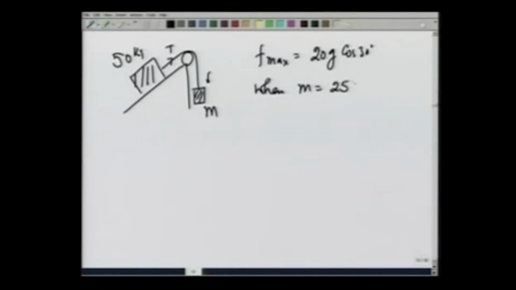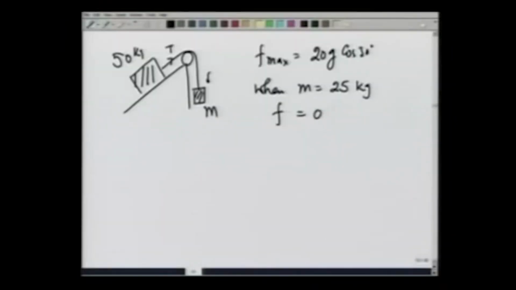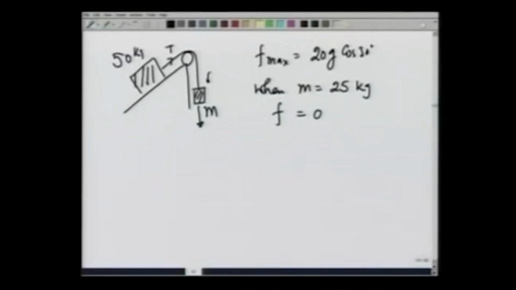In fact, when m equals 25 kgs, and we had calculated earlier that for m equals 25 kgs, I do not really need any friction to have equilibrium. The frictional force would be 0. What if I go beyond 25 kgs? If I go beyond 25 kgs, this mass would now start pulling the bigger mass up, and the direction of frictional force would change.